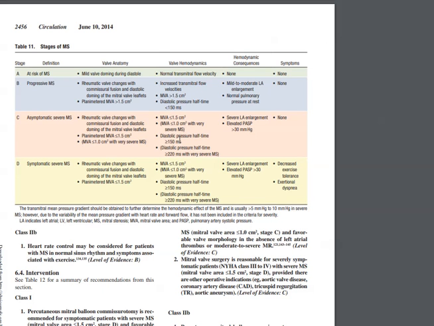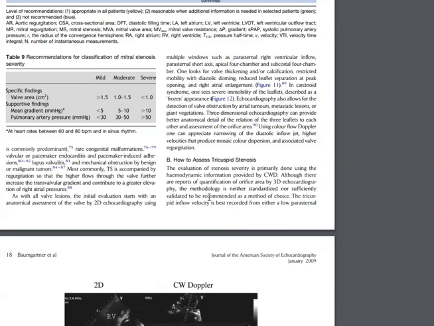And a diastolic pressure half-time of over 150 would be considered severe, and over 220 would be considered very severe. So there's a pretty big difference between the two societies.